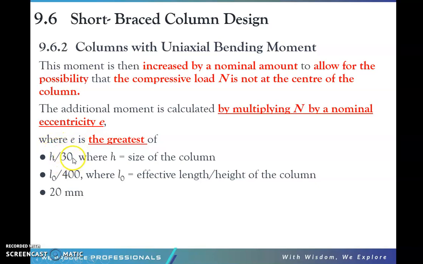So nilai E ni kita boleh obtain melalui equation ini: H over 30, L naught divided by 400. H ni adalah height, size of the column, where L naught is the effective length atau height of the column. And lagi satu value E dia adalah 20 mm. So antara tiga ni yang mana yang paling besar, itu kita ambil sebagai nilai eccentricity dia.